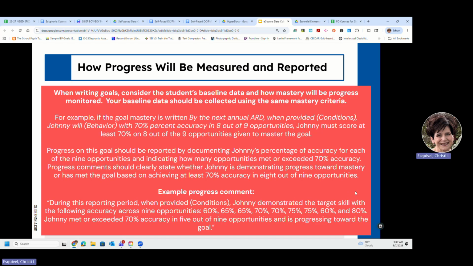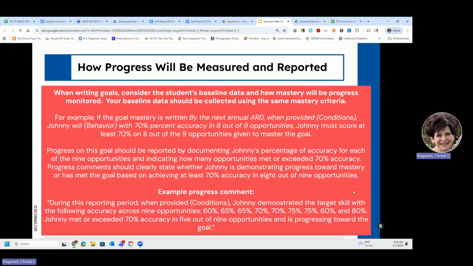We also mentioned that IEP progress should be reported in the same manner as the goal and any associated objectives is measured. When writing goals, consider the student's baseline data and how mastery will be progress monitored. Your baseline data should be collected using the same conditions, behavior, and mastery criteria.